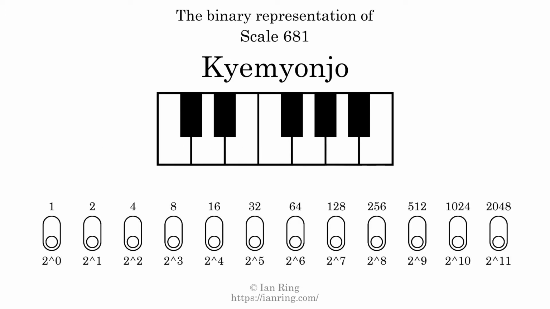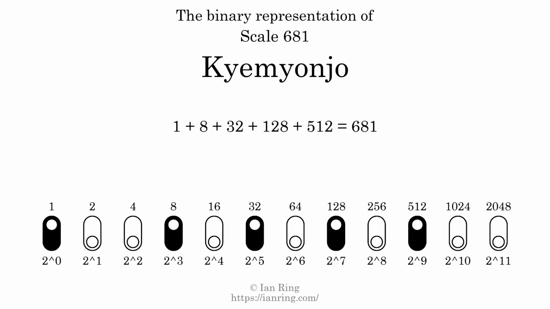The binary representation of this scale is determined by mapping tones of the scale to binary digits. Each binary digit represents a power of 2. To get the scale number, we add the powers of 2 together. The powers of 2 that are present in the scale, all added together, equals 681. That is why the scale number, in decimal, is 681.